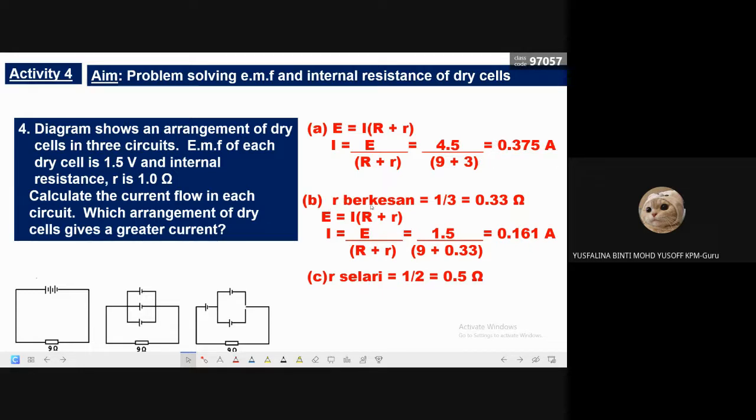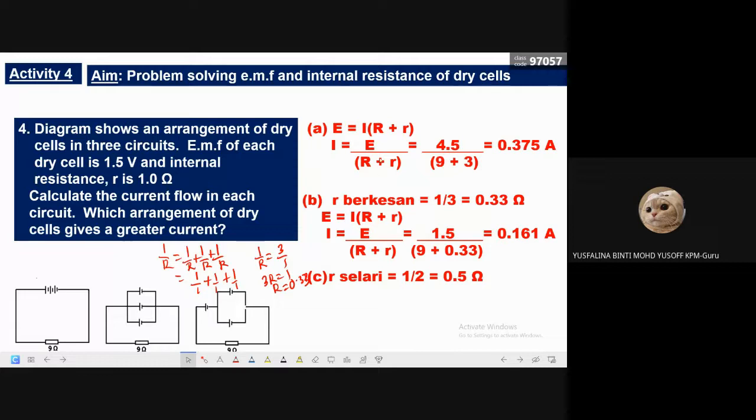Okay, for B, because this one is parallel, the internal resistance here, you want to find the effective resistance for the battery. So 1 over r equals 1 over r plus 1 over r plus 1 over r. The internal resistance is 1, so 1 over 1 plus 1 over 1 plus 1 over 1. So you get 1 over r is 3 over 1, so 3r equals 1, r is 1 over 3, or 0.33. Remember, no fraction. So 0.33 is the internal resistance for this one.